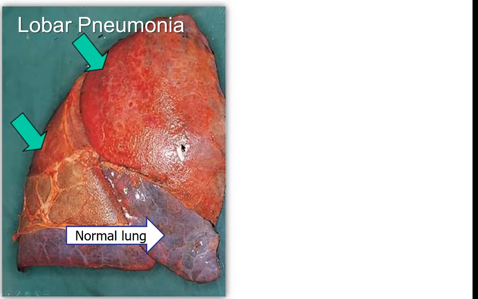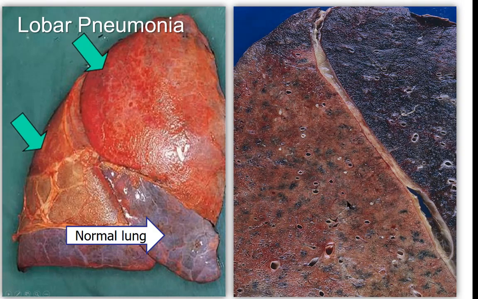Okay. So a few more gross images. Red hepatization phase of a lobar pneumonia. Note the inflammation is limited to the lobe because there is no tissue destruction. Bacteria are spreading from one alveolus to another alveolus only. No destruction. And cut section.